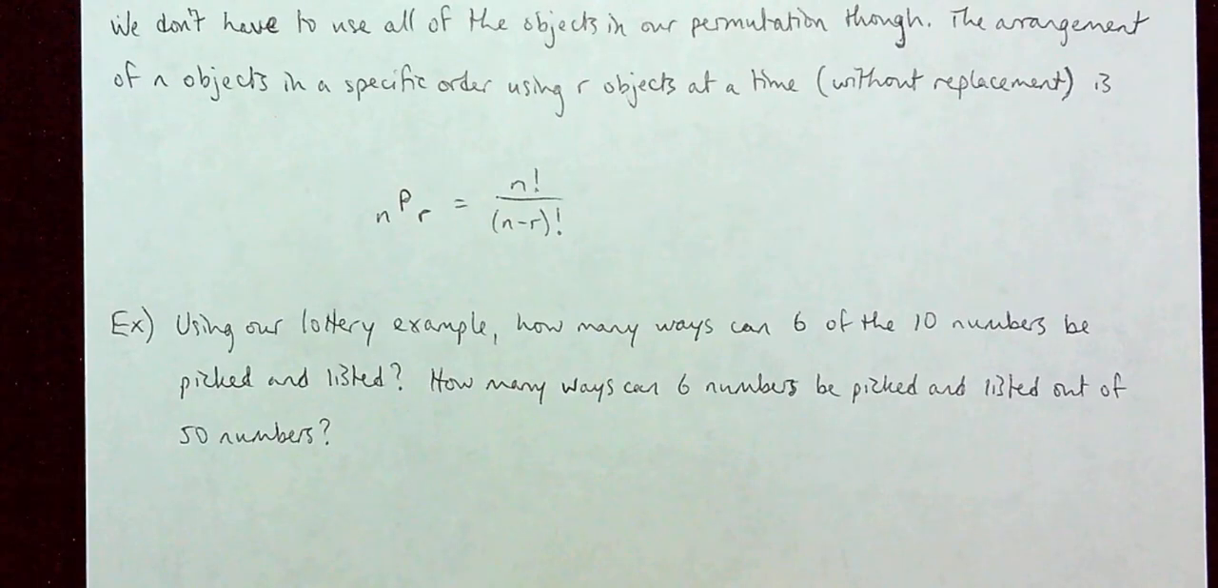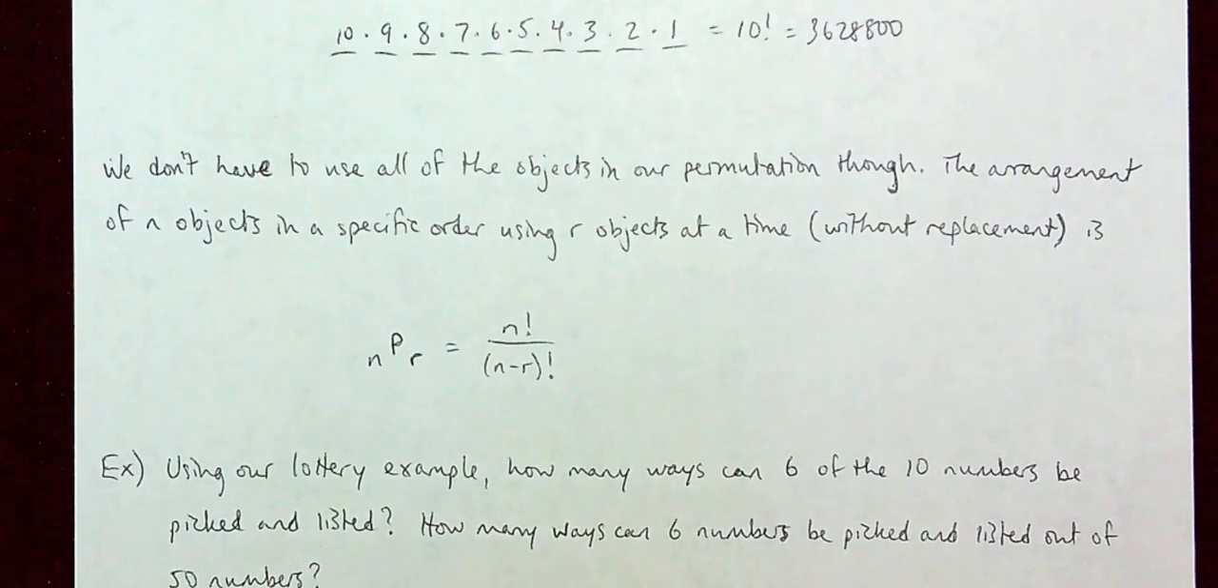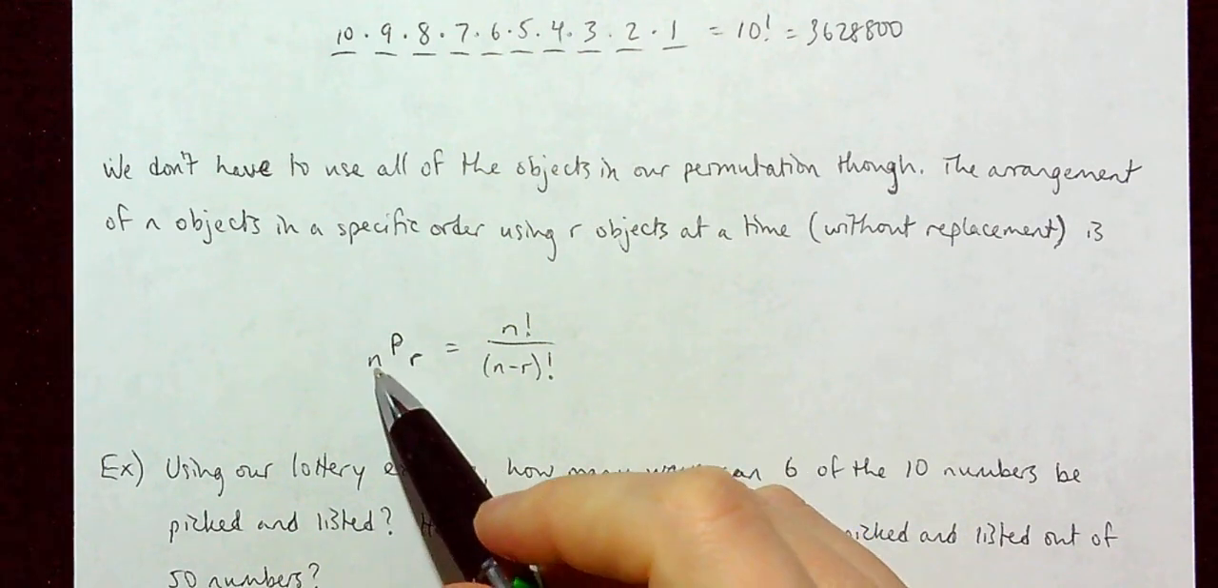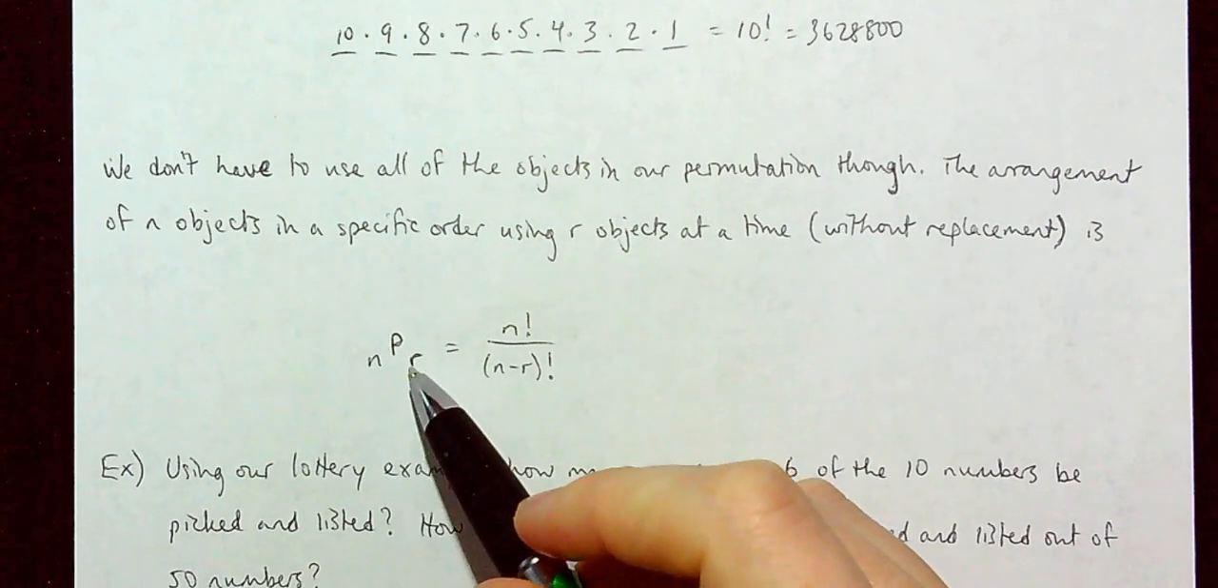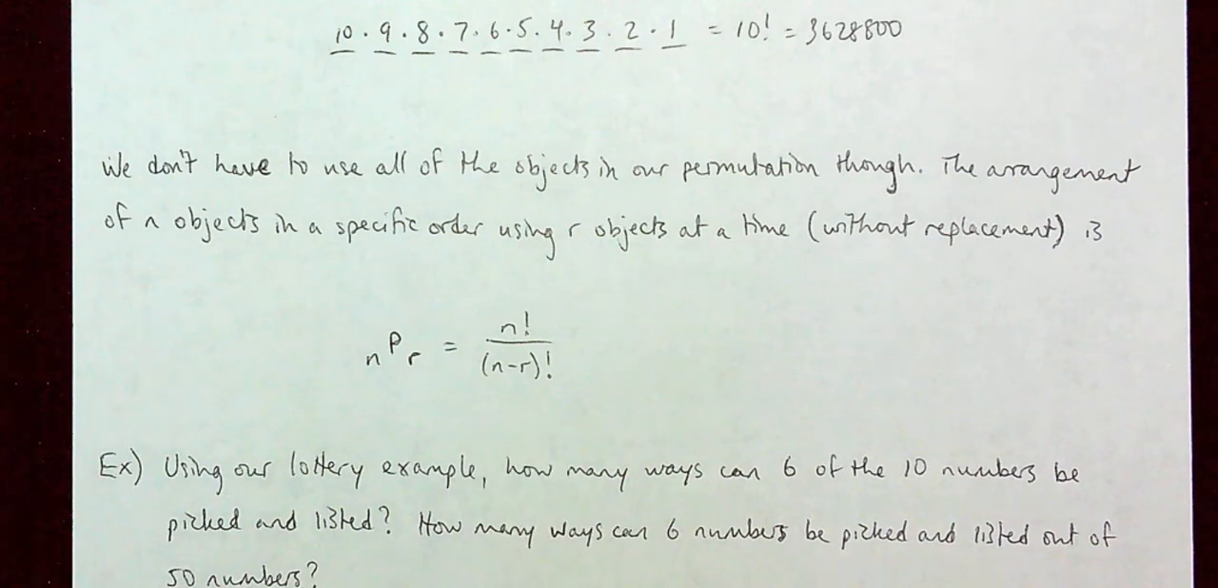So that nicely leads us into the fact that we don't have to use all of the objects in our permutation, though. The arrangement of n objects in a specific order, so again, order matters, but we're using r objects at a time without replacement. We don't put these things back in, is going to be, now this is nPr. N is the number of objects you have, R is how many you're going to choose, so nPr is going to be n factorial divided by n minus r factorial.